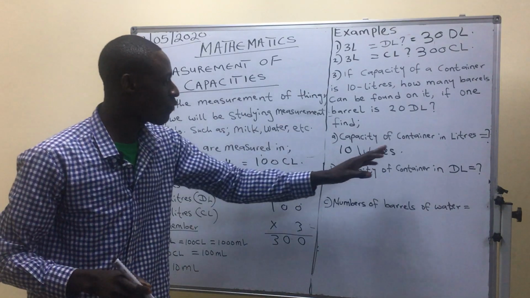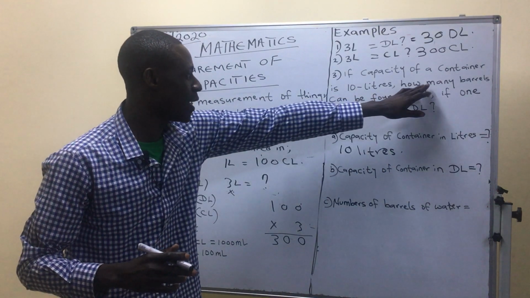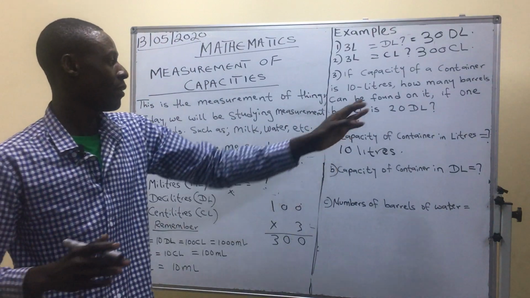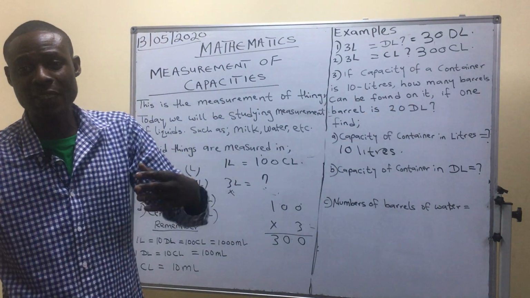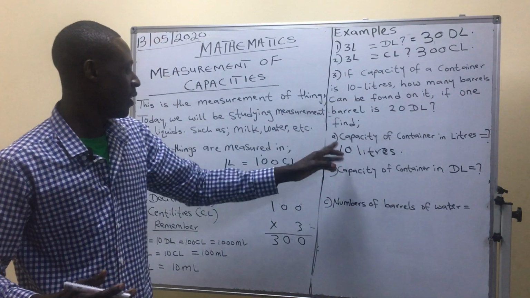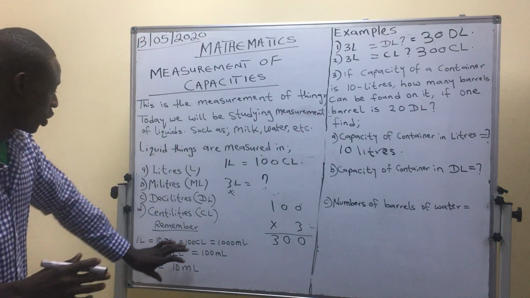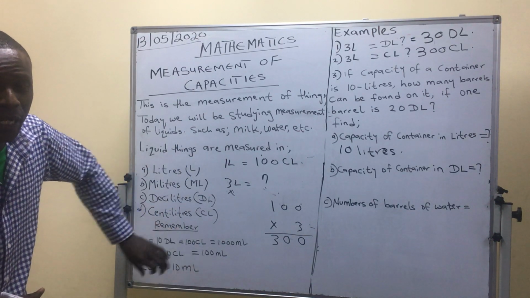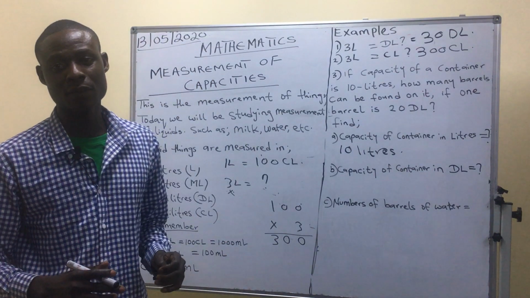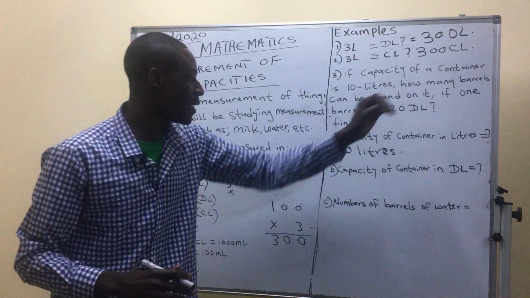2. Capacity of the container in deciliter. Look at this question very well. The capacity of the container is not given in deciliter. You have to now find out how many deciliters we can have in 10 liters. That is why I told you it is a continuation of what we did here. You have to convert 10 liters to deciliters.